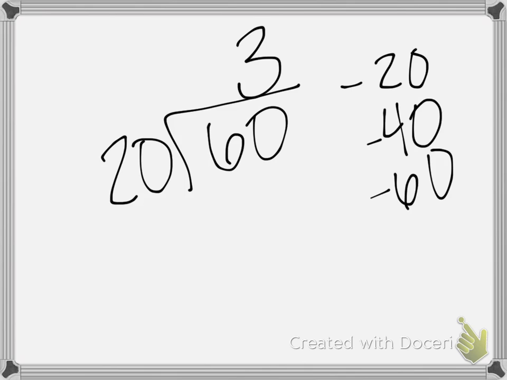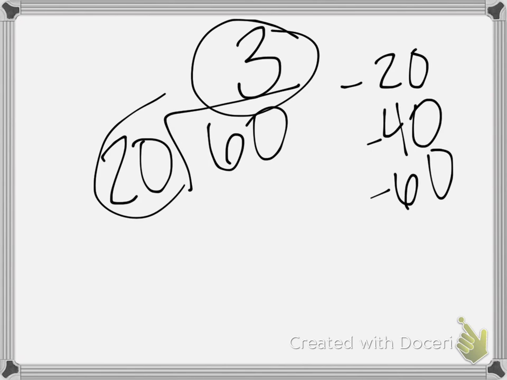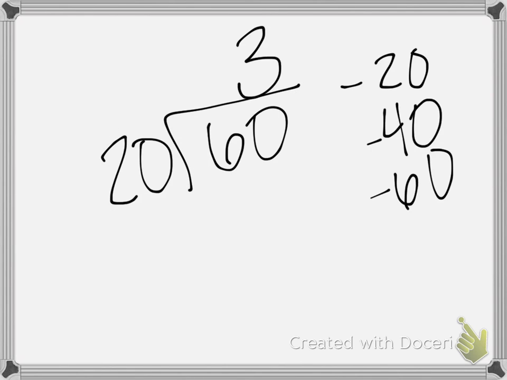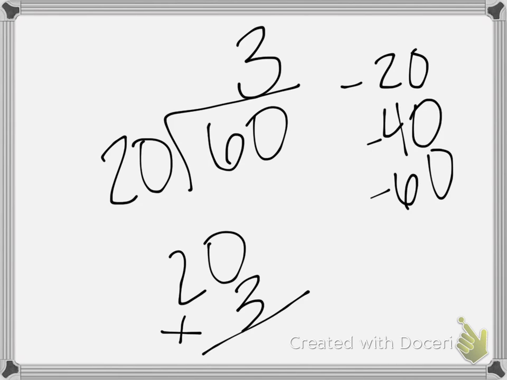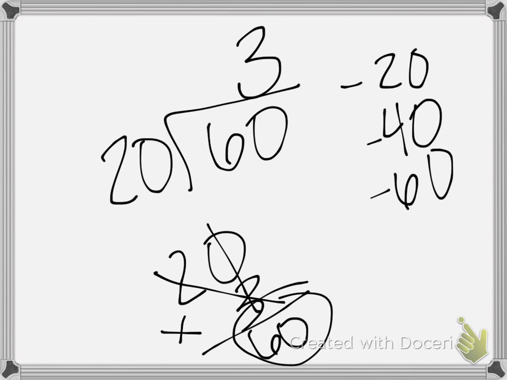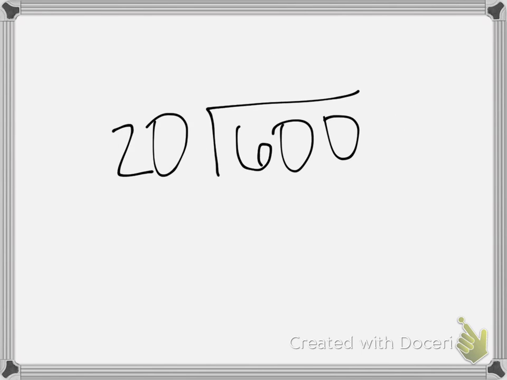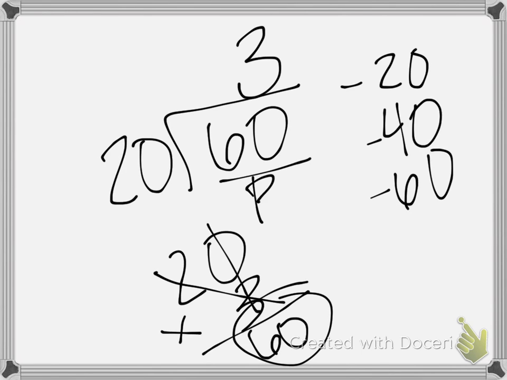How can I check my division problem? I can do the opposite of dividing, which is multiplying. So I need to multiply 3 by 20 to see if it actually does give me 60. So if I write it out, 20 times 3, 3 times 0 is 0, and 3 times 2 is 6. Did I get the same one? Yes. So my answer would be 60 boxes were used.